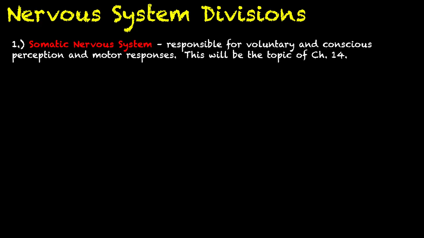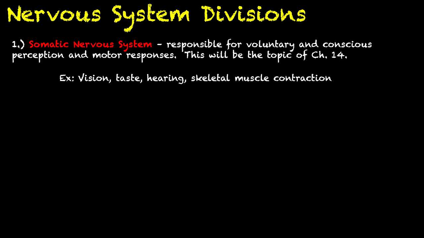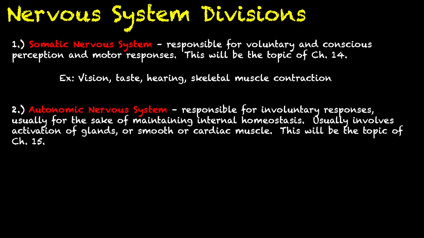Okay, so the last thing that we'll talk about here are the divisions of the nervous system. So you have the somatic nervous system, which is responsible for voluntary and conscious perception and motor responses. We're going to cover that all in chapter 14. So some examples here would be your vision, your taste, your hearing, your sensory perception, and then also we include skeletal muscle contraction in that as well, at least the nervous system component to that.